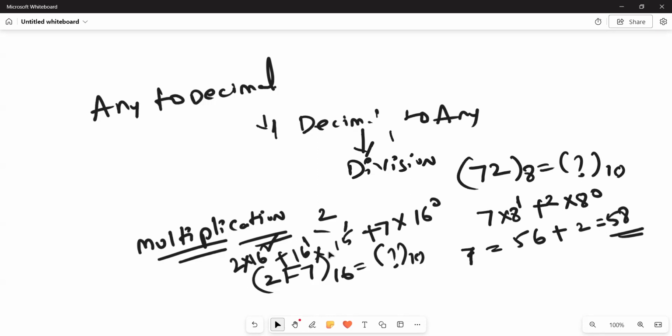Simplify this one and you'll get the corresponding number in decimal. So decimal to any conversion is division, you know very well. So this is about the conversion of number systems.